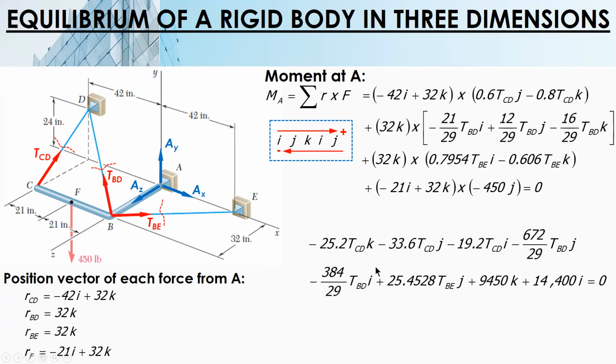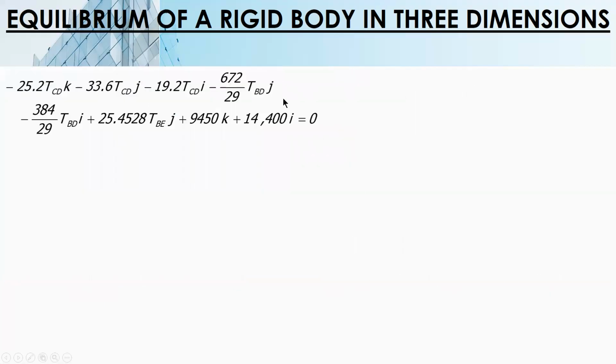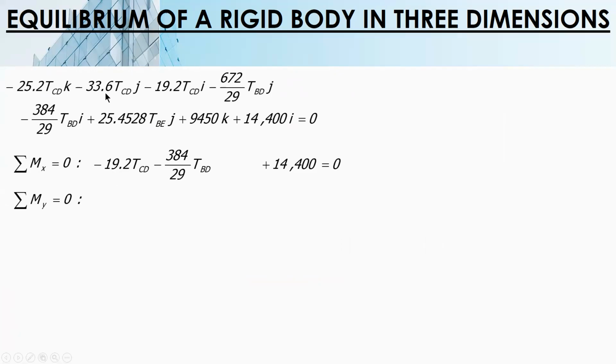Nanay I, J, and K. So, 3 more equations to use. Okay. This is the equation of moment, or R cross F. So, first, summation of force about x-axis. So, group all terms with unit vector I. This one, TBD, and then this one. So, you have 2 unknowns. Y. This one, 1, 2, 3. Okay? And then Z. This one, duha lang, no? It's negative 25.2 PCD plus 9,450.